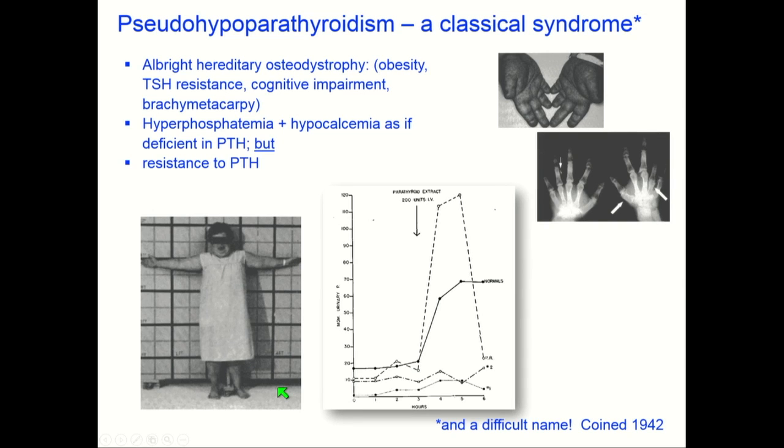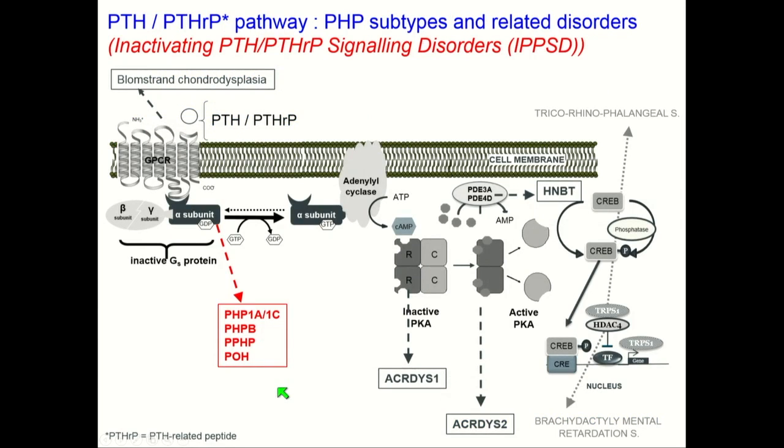It's a bit of a strange name. It's always been a bit of a bar to people getting happy about this syndrome. The gene that is the critical feature for classical pseudohypoparathyroidism is one of the trimeric G protein alpha subunits. This is the stimulating alpha subunit of the trimeric G protein. Trimeric G proteins are second messenger producers in the cell.